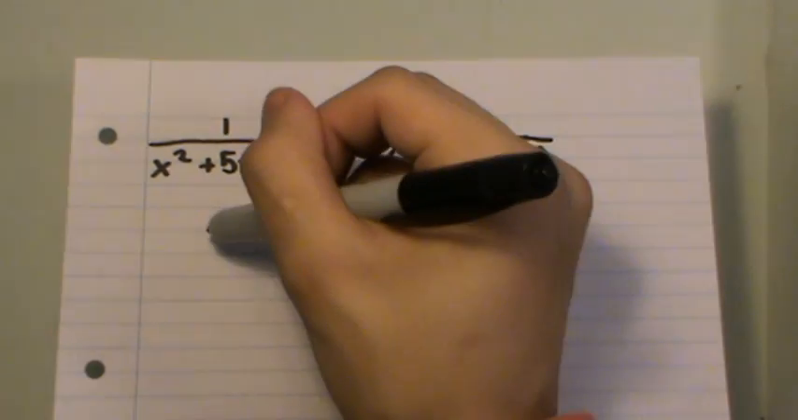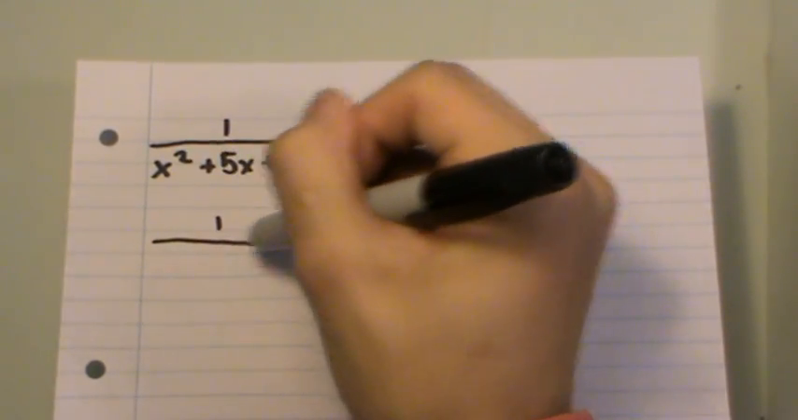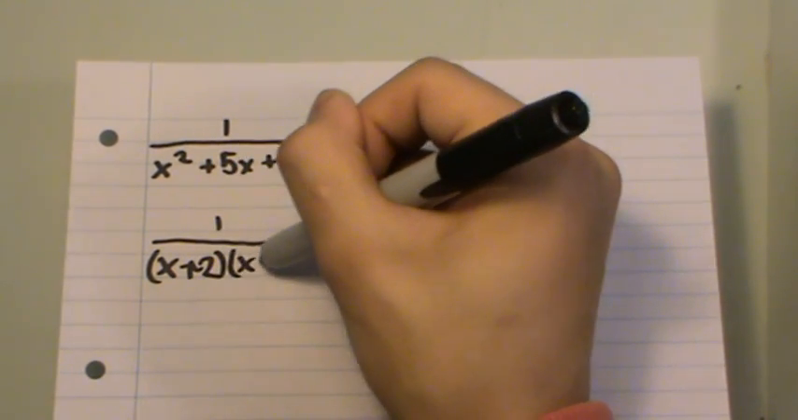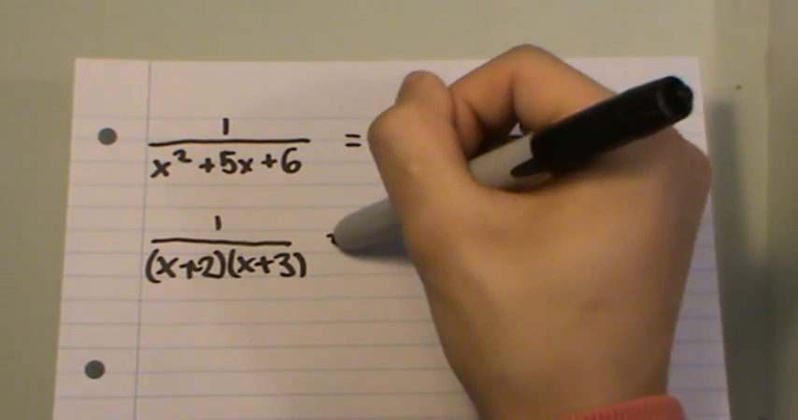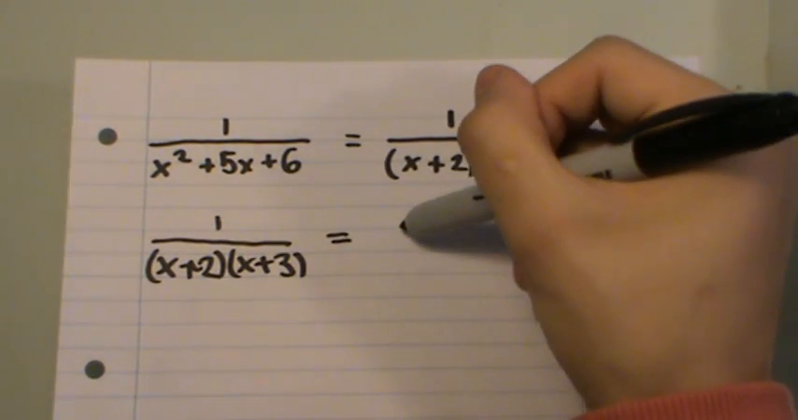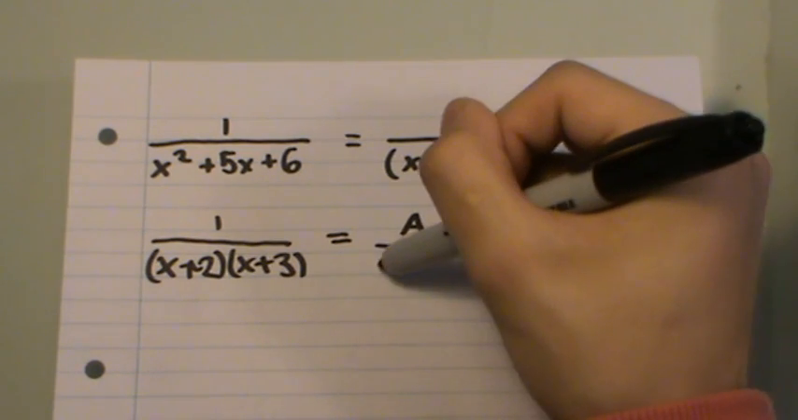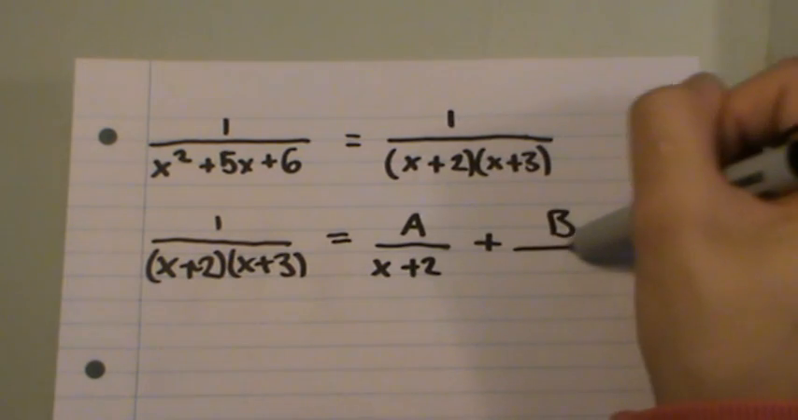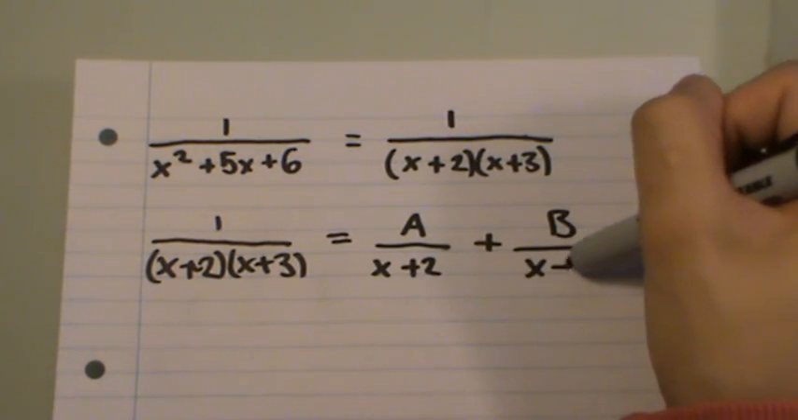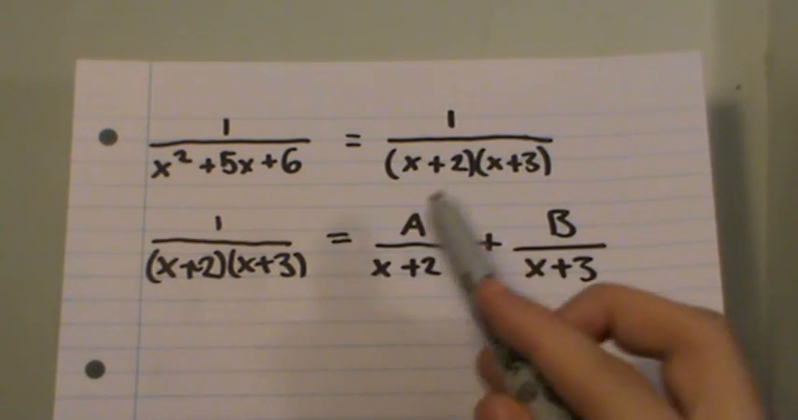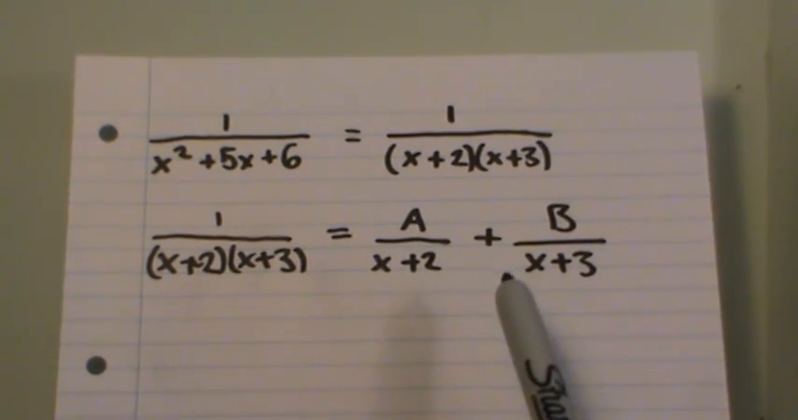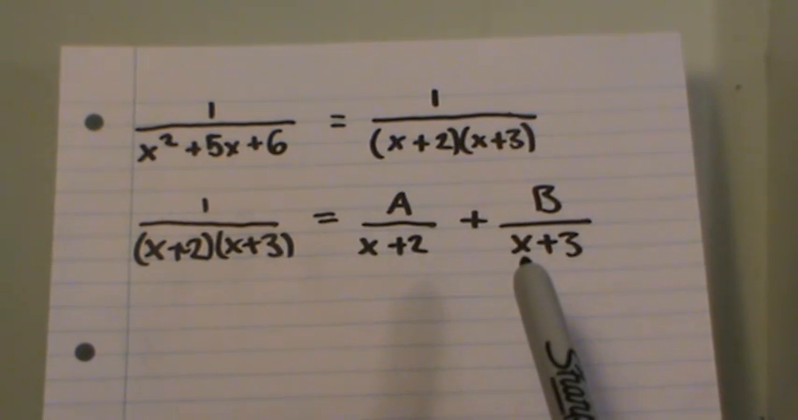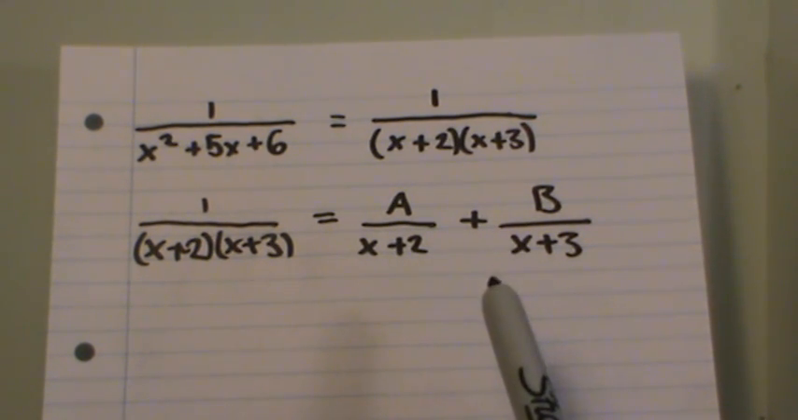Okay, next we have to write out our partial fraction as so. So we've got (x + 2)(x + 3) is equal to, now we're going to write A over (x + 2) plus B over (x + 3). Now you may be wondering why I just introduced two new variables, because this is already difficult to do. Well, actually this makes it a lot easier to do, and you'll see why in a second.